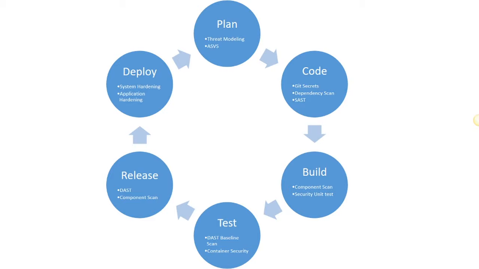Okay, system hardening and application hardening. So we'll move to the next slides. We have a breakup of each of these: plan, code, build, test, release, deploy. But before that, I'll talk about DAST baseline scan.